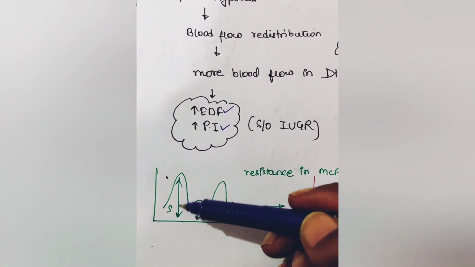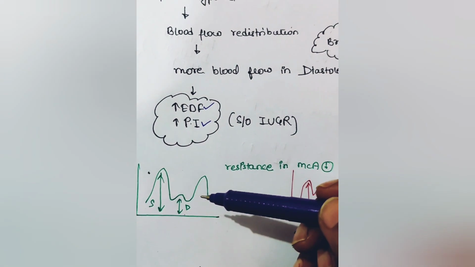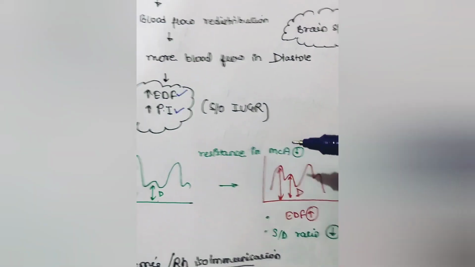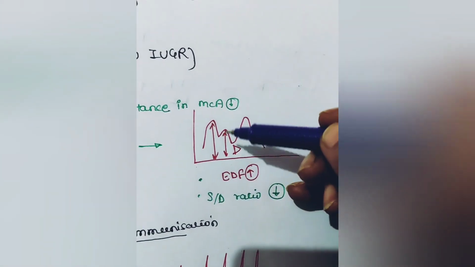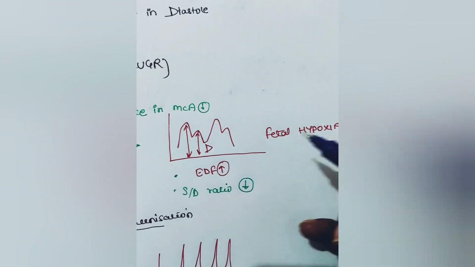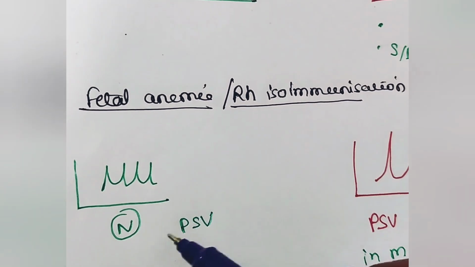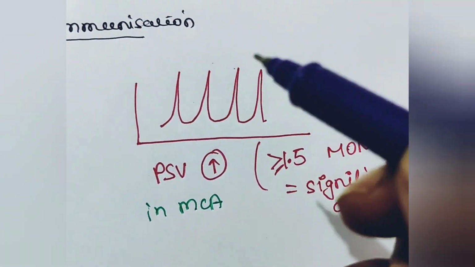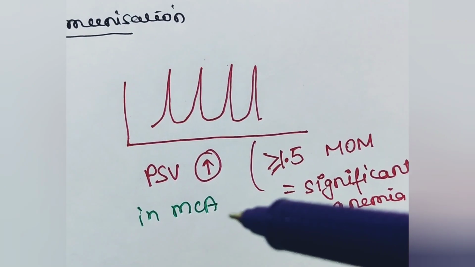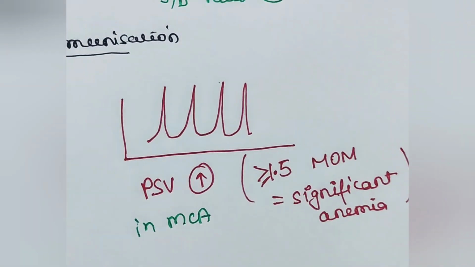In the Doppler, we can see this is systolic wave, this is diastolic wave. When there is decrease in resistance of middle cerebral artery, the blood going in diastole increases, so systolic by diastolic ratio decreases and diastolic flow increases. This suggests fetal hypoxia. In fetal anemia or Rh isoimmunization, peak systolic velocity in middle cerebral artery increases. This is graph showing normal peak systolic velocity and this is graph showing increase in peak systolic velocity. Increase in peak systolic velocity of middle cerebral artery more than 1.5 multiples of median denotes significant anemia.